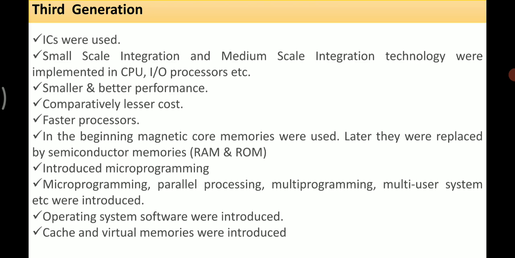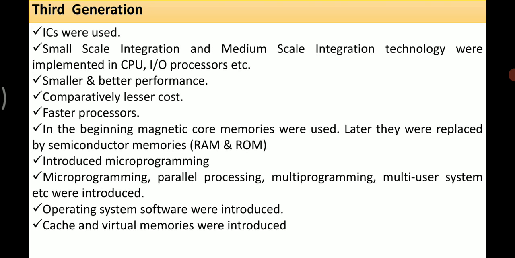Next we'll see the third generation. In the third generation computers, ICs were used. IC is integrated circuits. ICs were used instead of transistors, and small scale integration and medium scale integration technology was implemented in the CPU or the IO processors, that is input output processors.